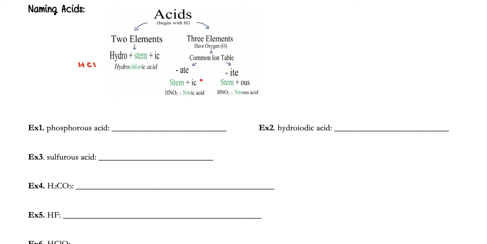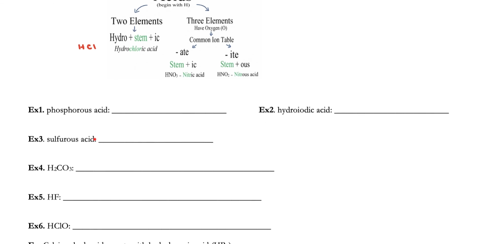All right, so whenever you're writing the formulas for these acids, you need to be crossing charges. So for HCl, hydrogen has a +1 charge, chlorine is -1, that's why it's HCl. For nitric acid, hydrogen has a +1 charge, nitrate has a -1 charge. I cross my charges. Let's look at some other examples here.